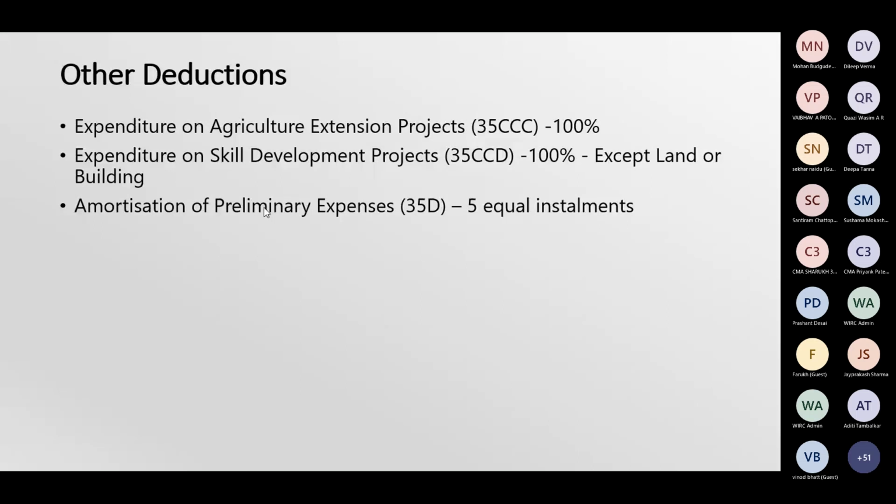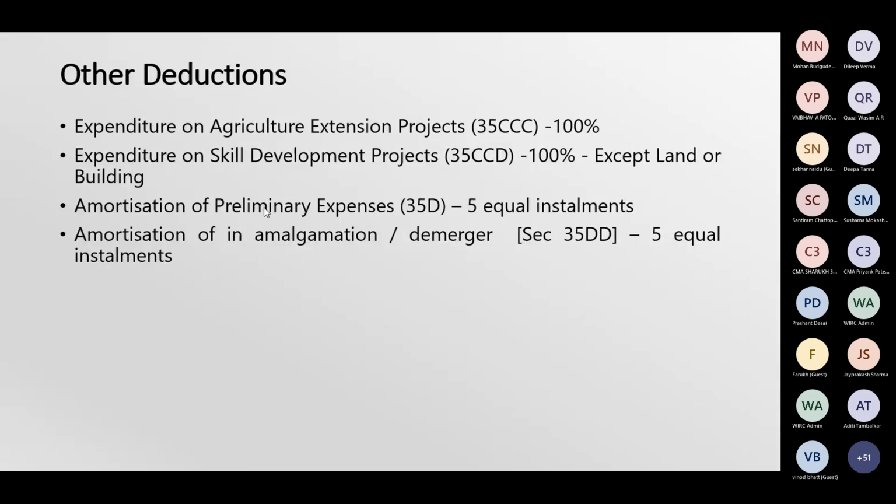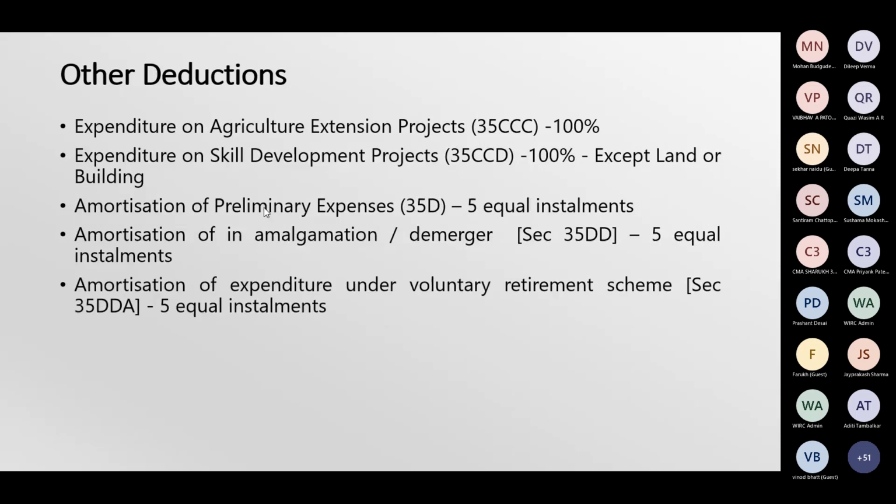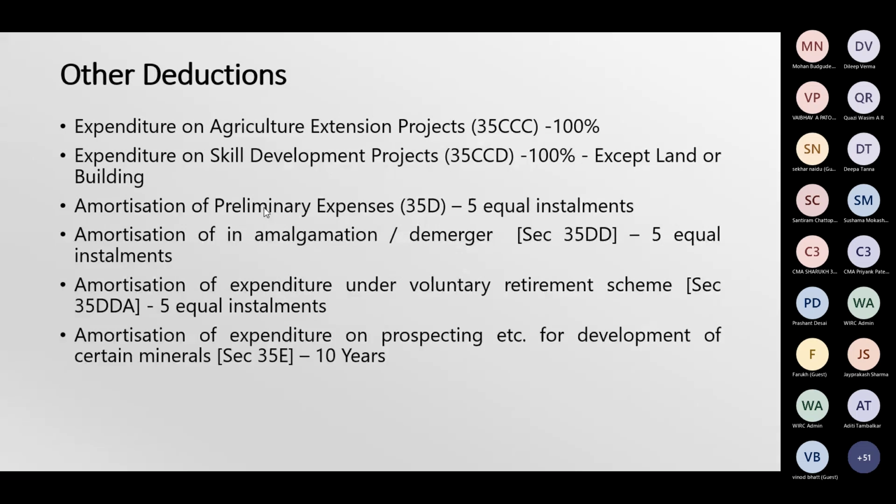Amortization of preliminary expenses, you can do it in 5 equal installments. Amortization of amalgamation or demerger expenses, again 5 equal installments. Voluntary retirement scheme expenditure, 5 equal installments. Amortization of expenditure on prospecting for development of certain minerals is allowed in 10 years. Family planning expenditure, 5 equal installments.